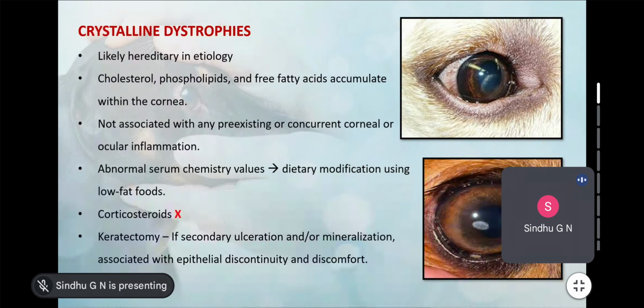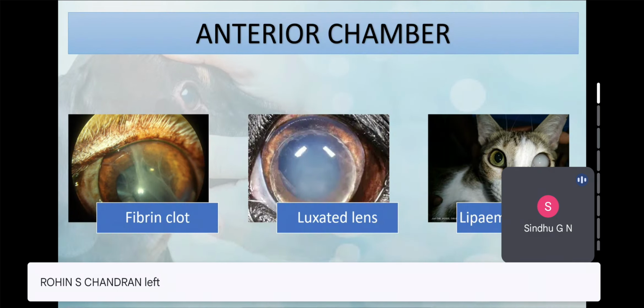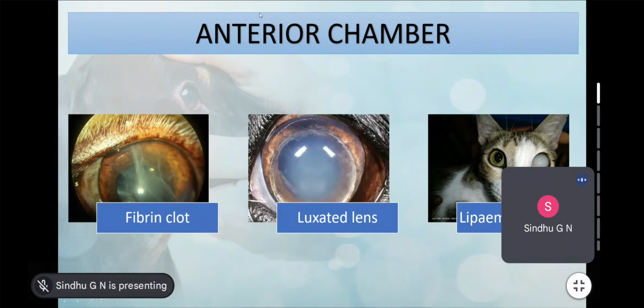Then blue discoloration in the anterior chamber can be due to a fibrin clot or a luxated lens or a lipemic aqueous, meaning lipid seepage into the aqueous fluid. In this cat, usually that happens bilaterally, but unfortunately, or fortunately, this cat had unilateral lipemic aqueous. Here there is a luxated lens in the anterior chamber. Here there are a lot of fibrin clots in the anterior chamber. So all this gives a blue shade.